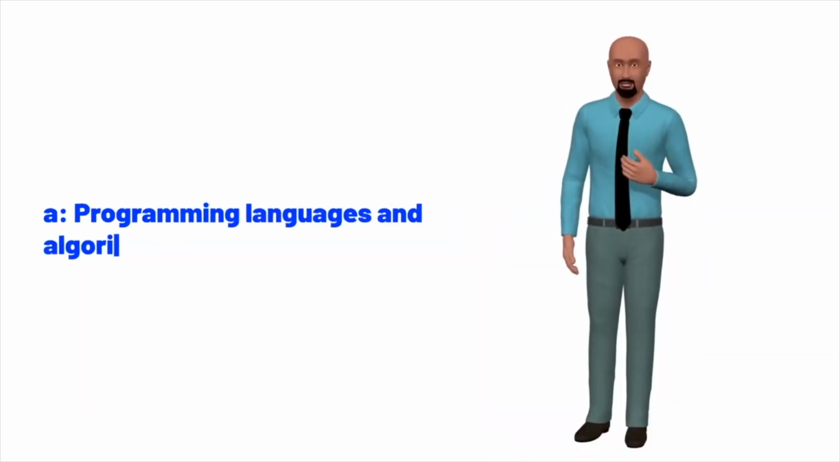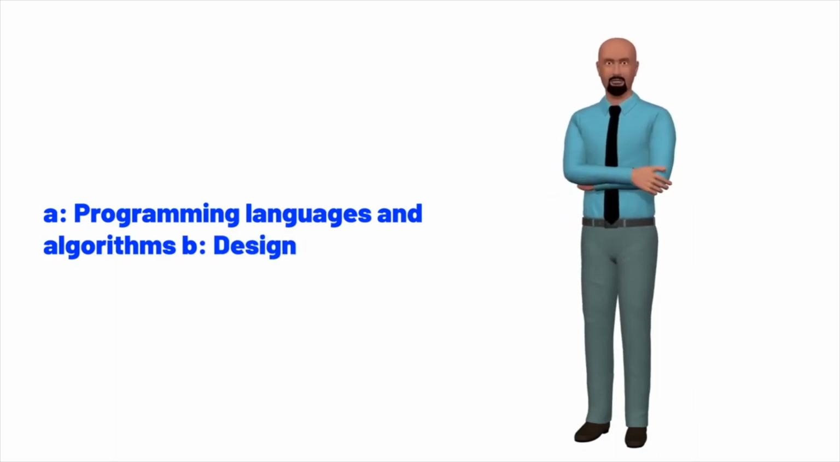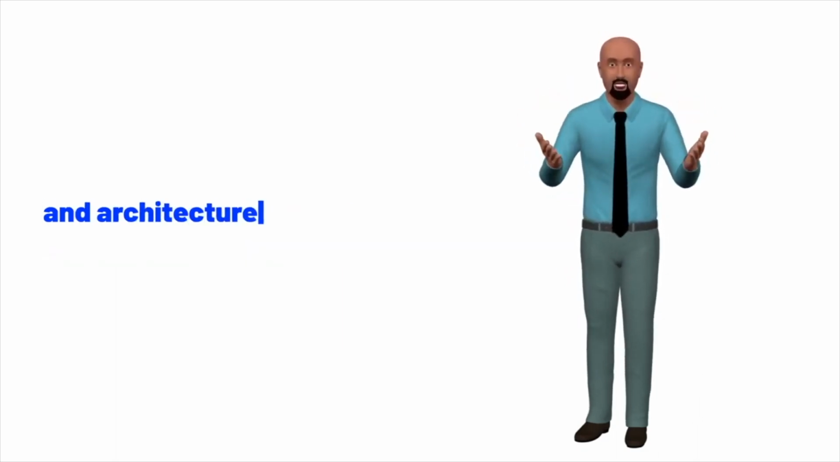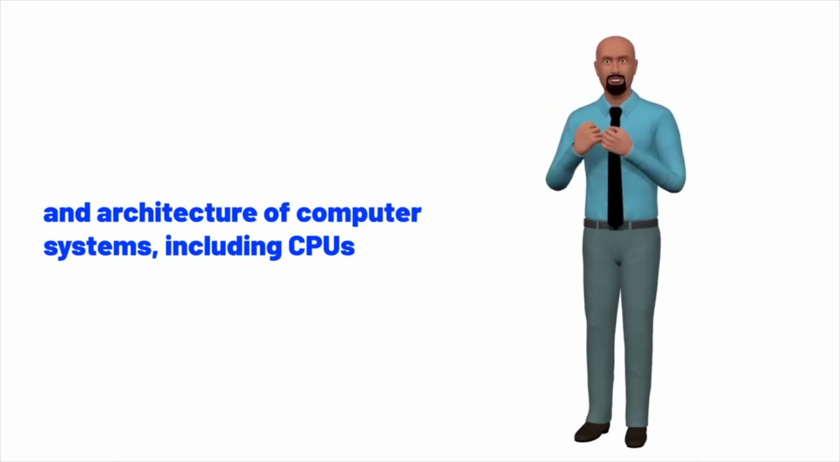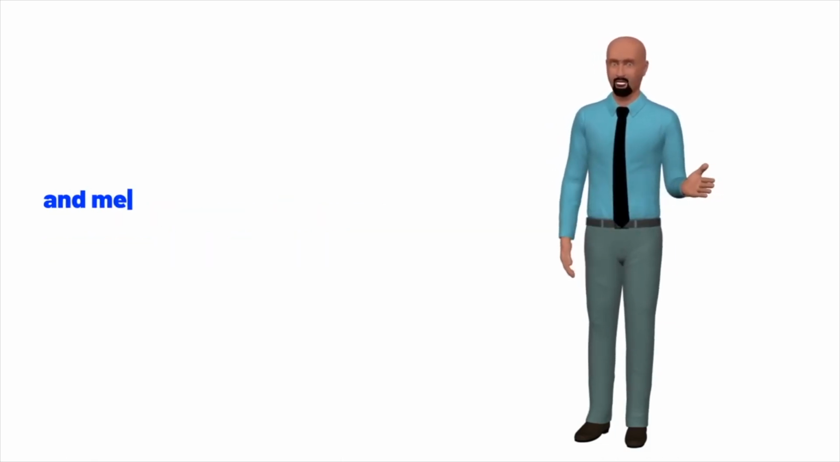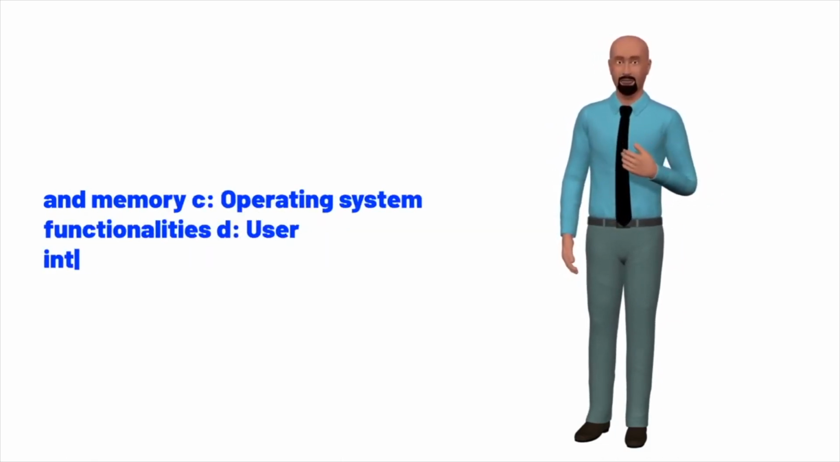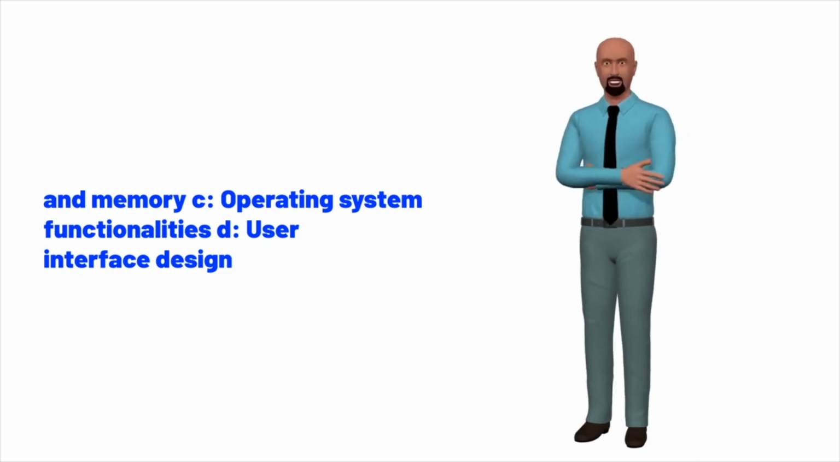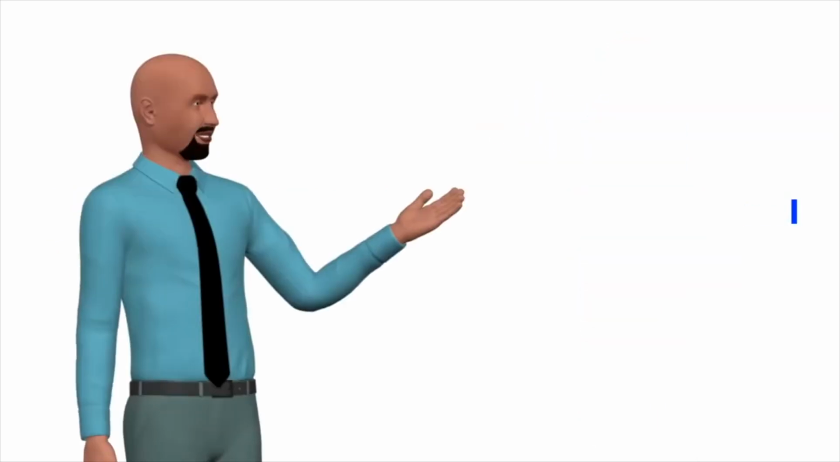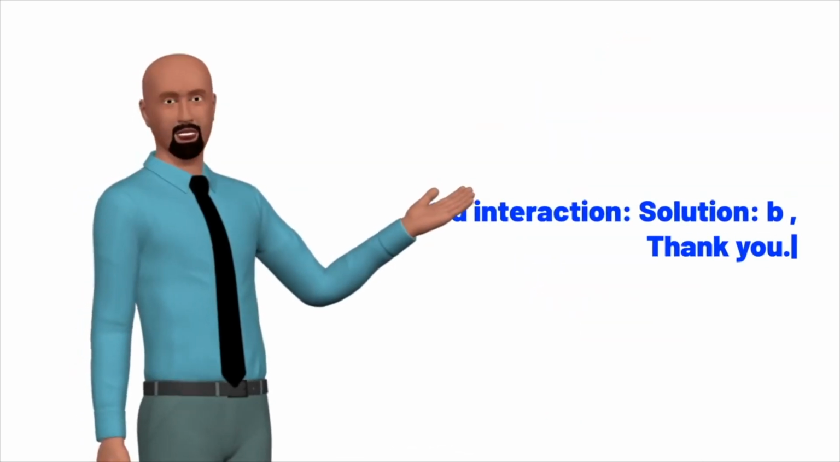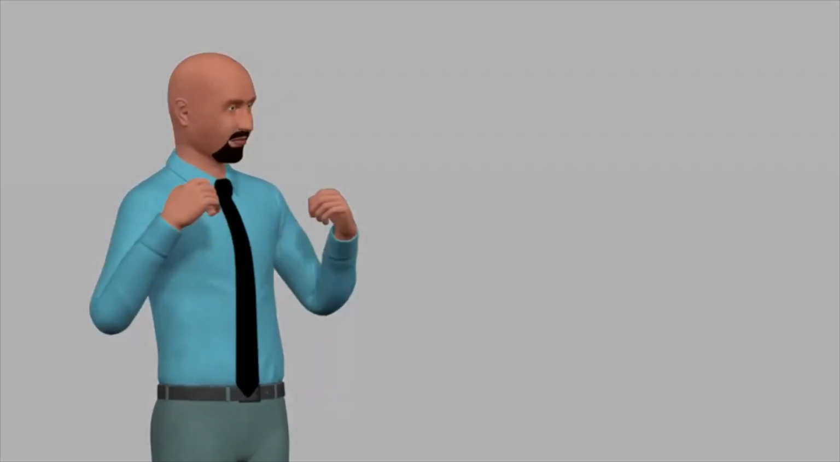What is the primary focus of computer organization? A. Programming languages and algorithms. B. Design and architecture of computer systems, including CPUs and memory. C. Operating system functionalities. D. User interface design and interaction. Solution. B.